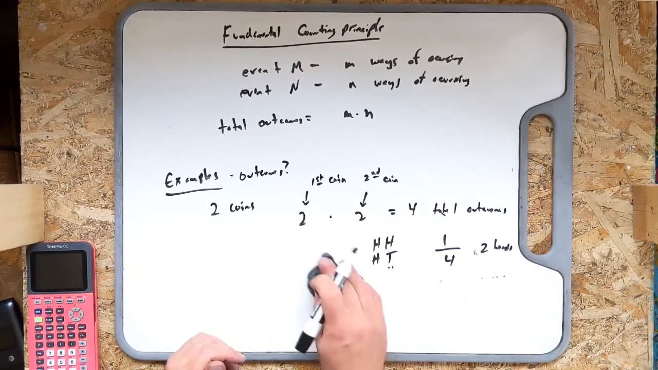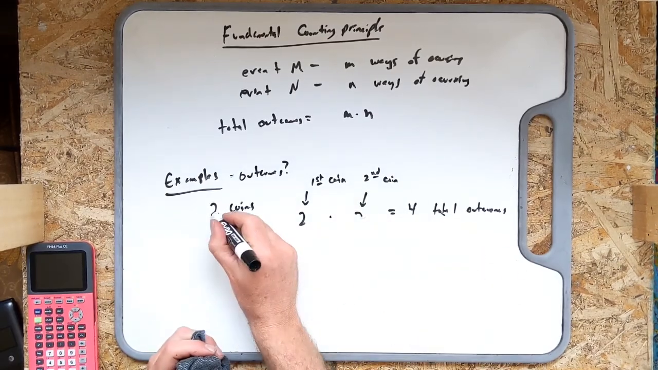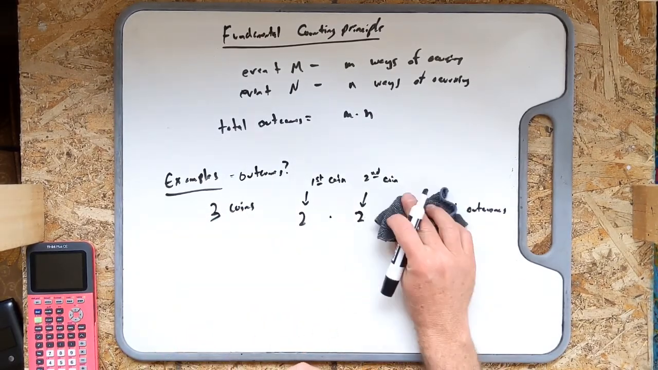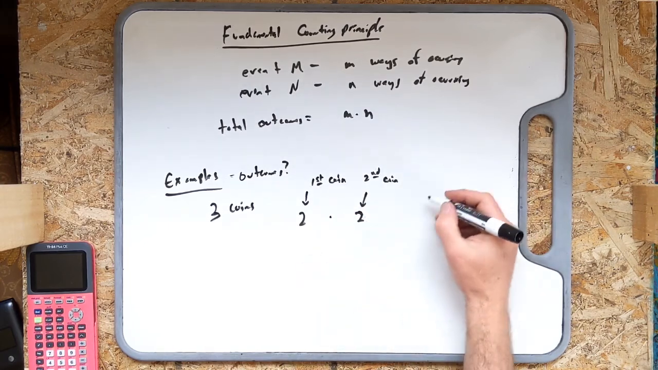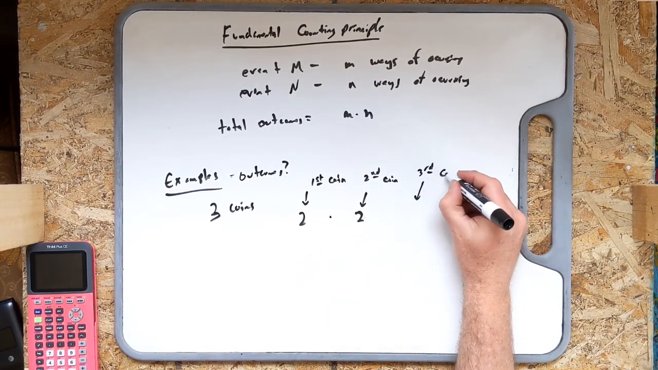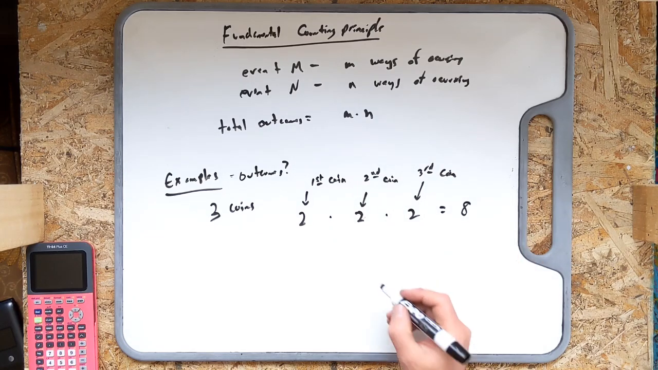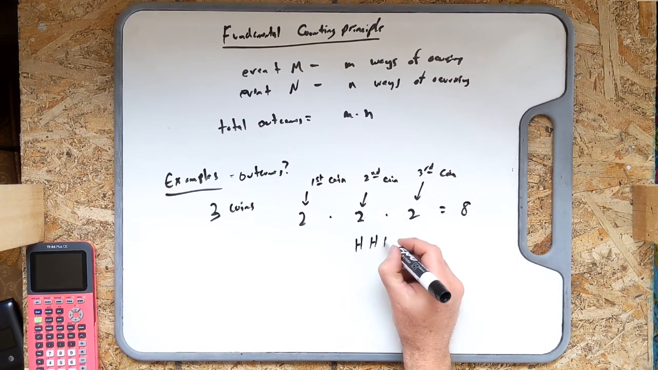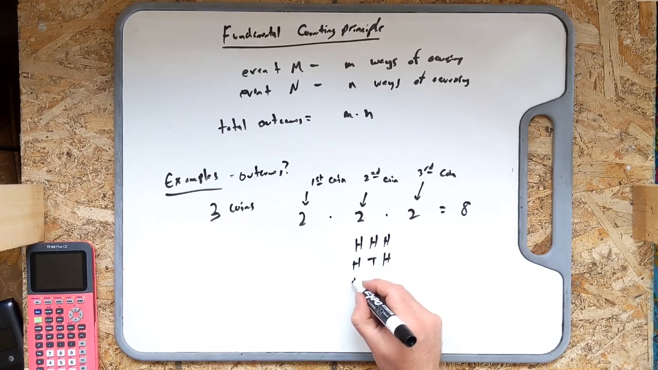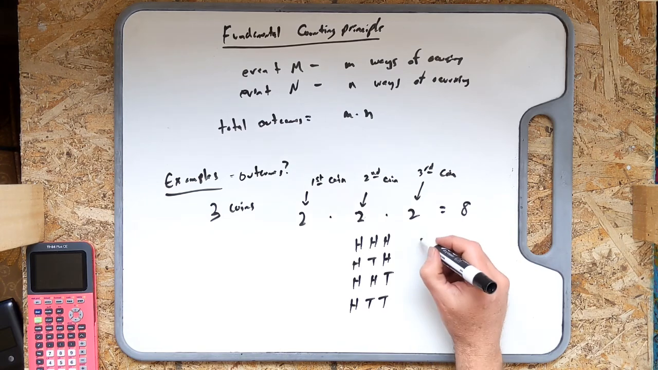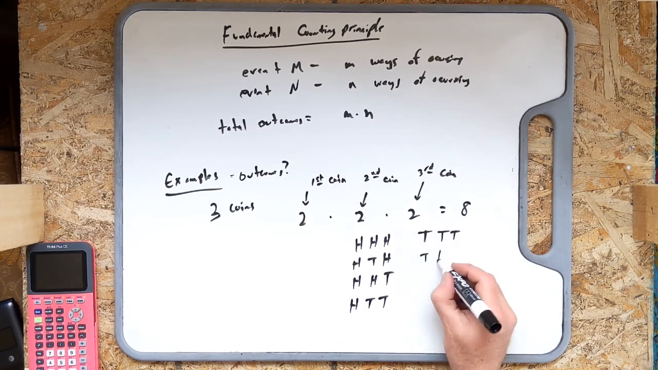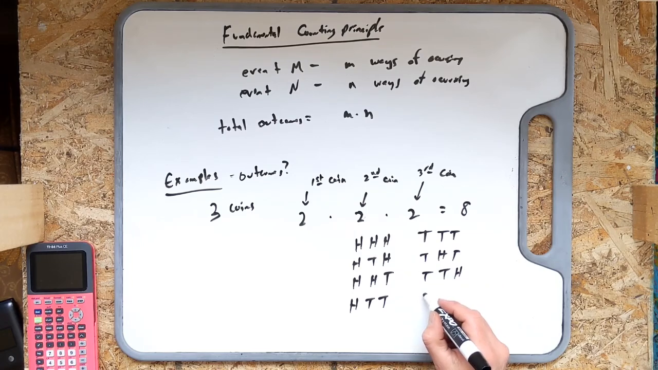All right, so let me give you another example. This time we're going to flip 3 coins. So first coin is 2, second coin is 2, and third coin is also 2. So now the total number of possibilities is 8. This again is small enough I can write all 8 out. I can get 3 heads. I get a head, a head, and a tail, or a head, a tail, and a head, or a head, a tail, and a tail. Or I can start with a tail: tail, head, head, or tail, head, tail, or tail, tail, head, or tail, tail, tail. There's my 8 outcomes.